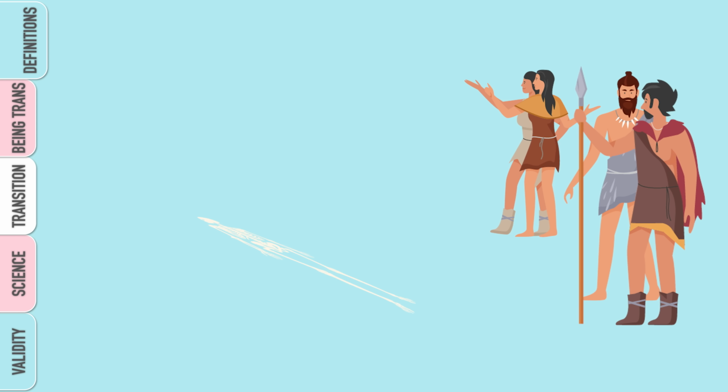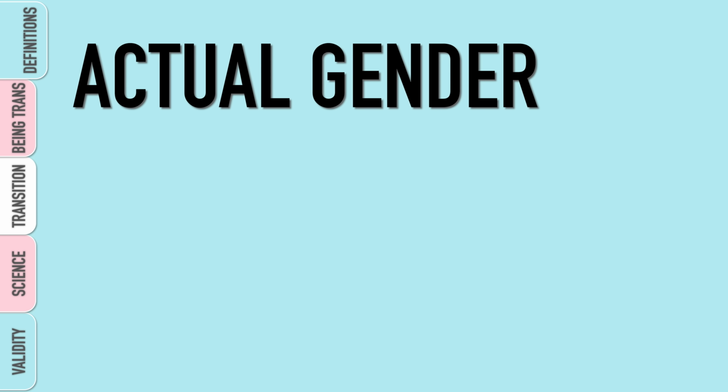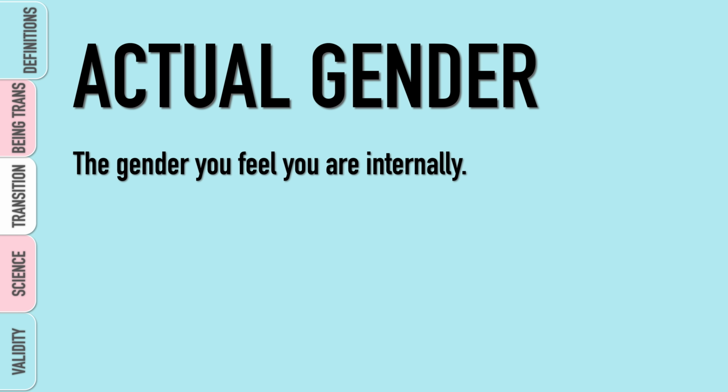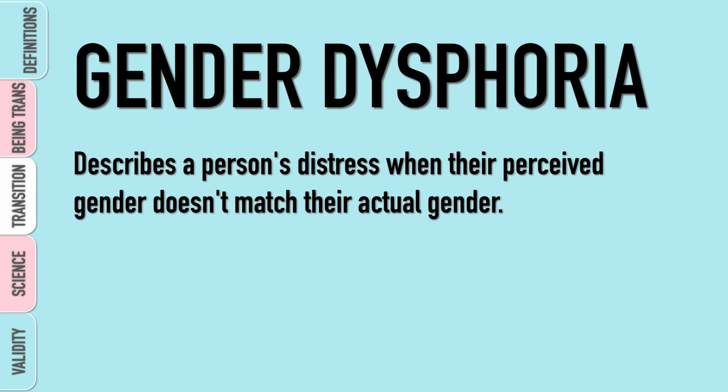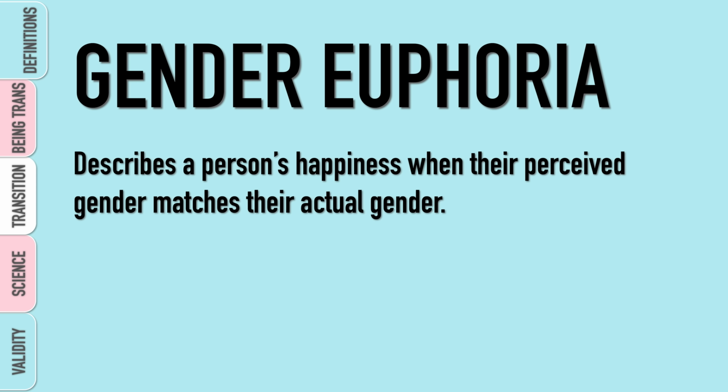Some other important terms to know for this science class include perceived gender, which describes the gender other people may perceive you as when they first meet you. Actual gender, meaning the gender you feel you are internally. Gender dysphoria, which describes a person's distress when their perceived gender doesn't match their actual gender. And gender euphoria, meaning their happiness when their perceived gender matches their actual gender.